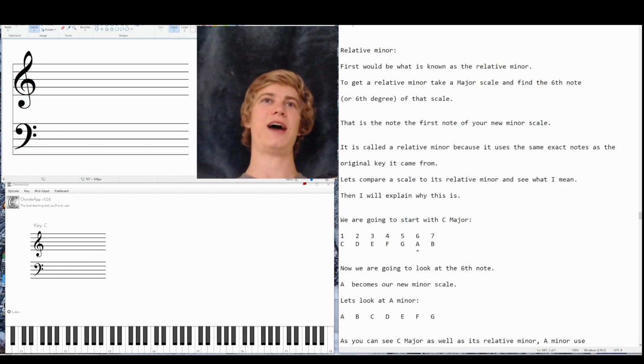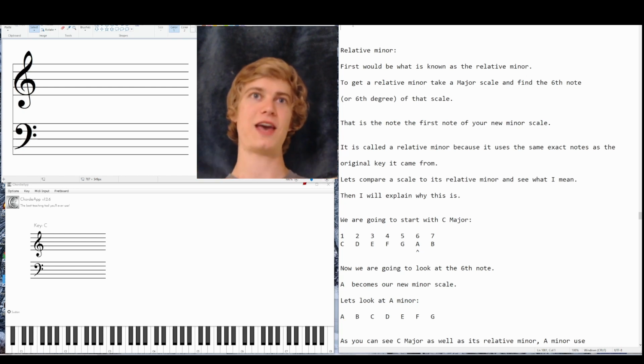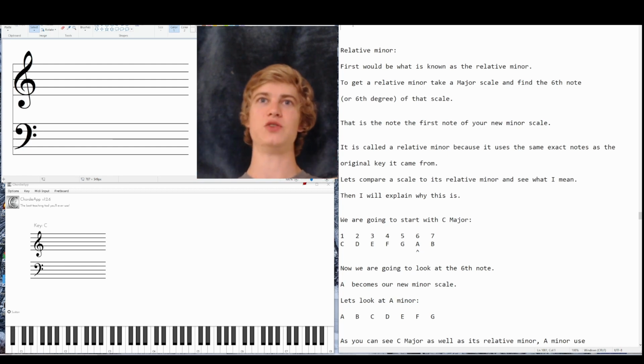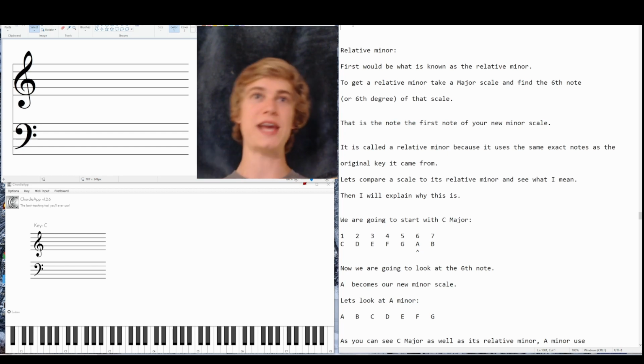Okay, first we have what is known as the relative minor. To get a relative minor, you take a major scale and you find the sixth note or the sixth degree, those are the same thing, of that scale. So this is the note that is your first note of your new scale. It is called the relative minor because it uses the same exact notes as the original key it came from, so it relates to that scale. Okay, so let's compare a scale to its relative minor and see what I mean. Then I'll explain why this is.